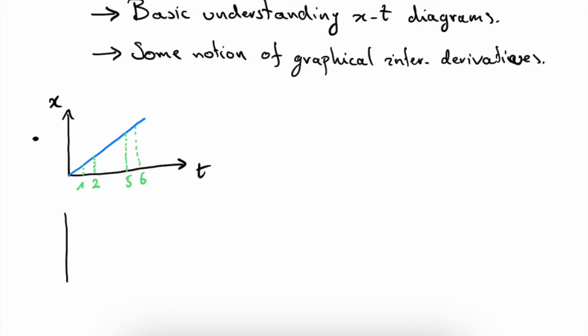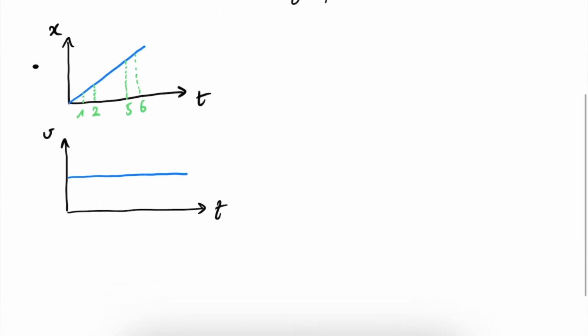How do we now go to the velocity diagram from this simple case? The velocity diagram is v plotted as a function of t. We see that when our motion is uniform, it means that we are traveling at a constant velocity. So our velocity doesn't change in time. It is just a constant in time, a straight horizontal line.